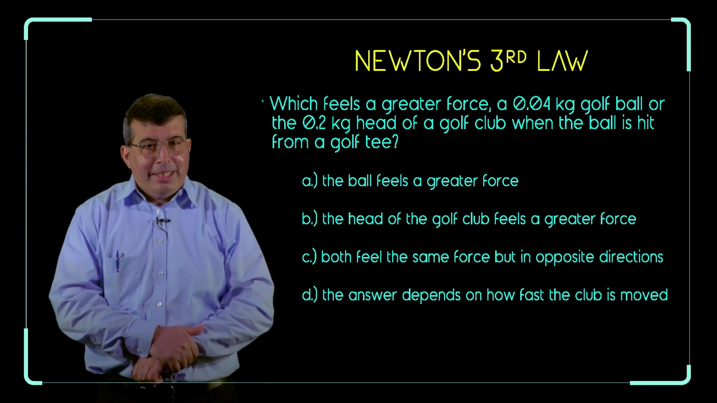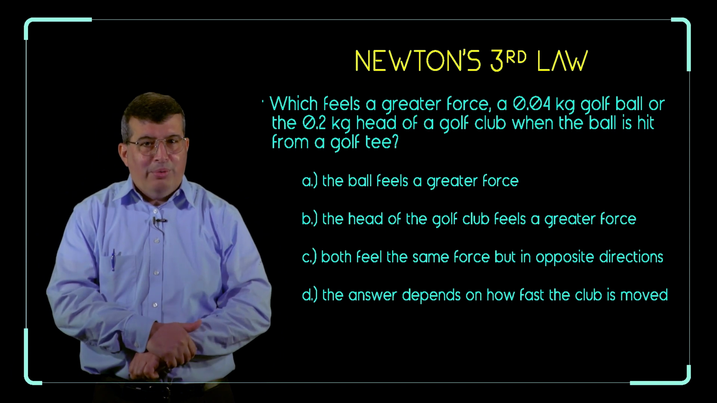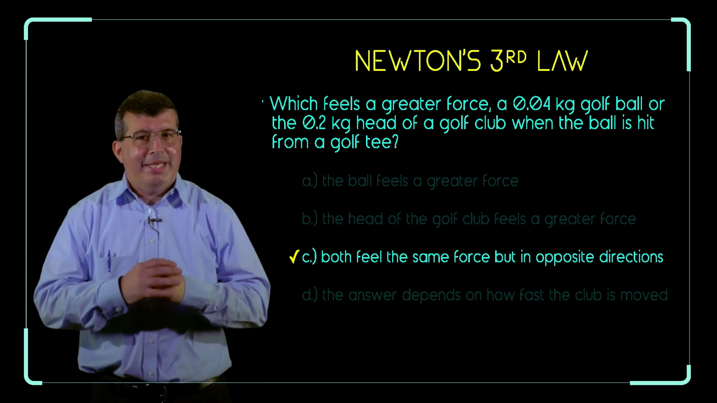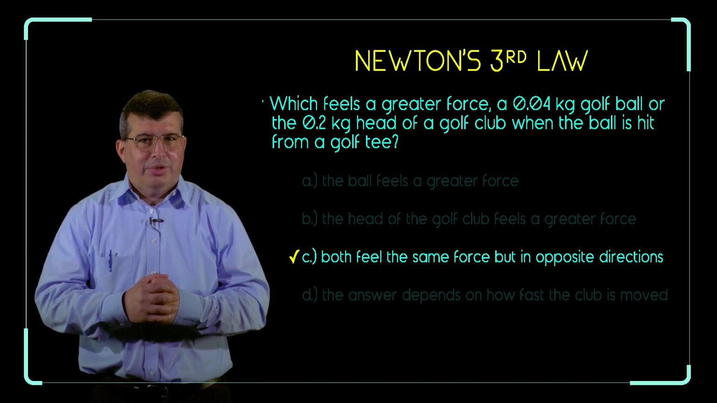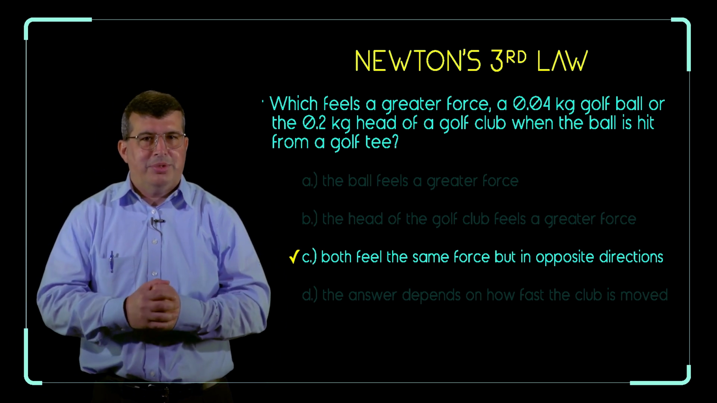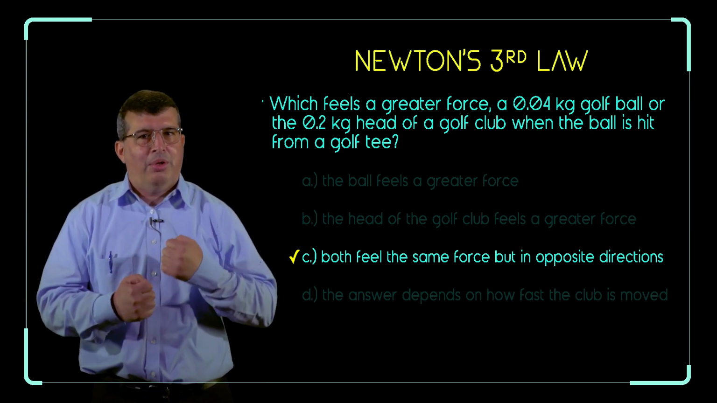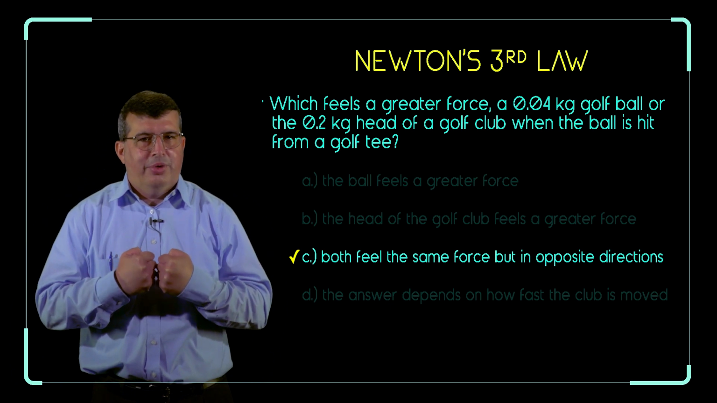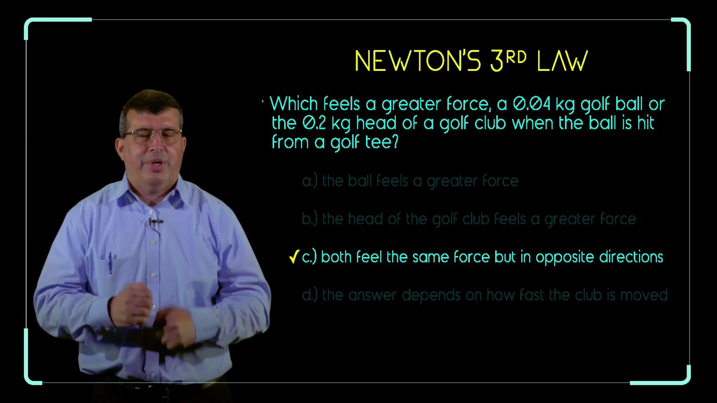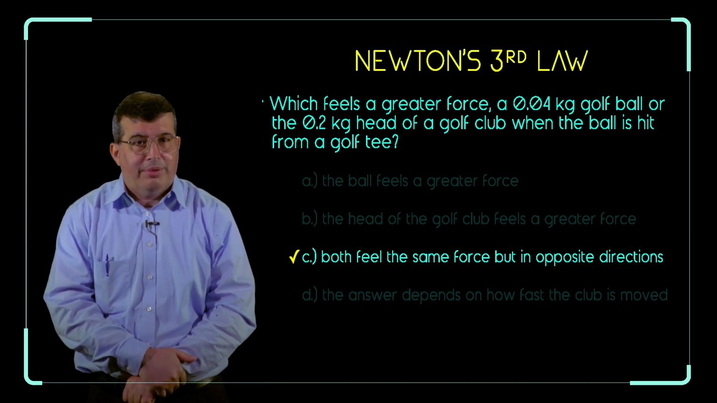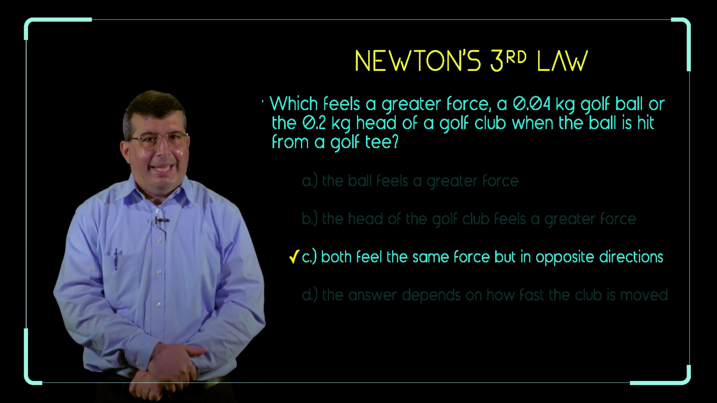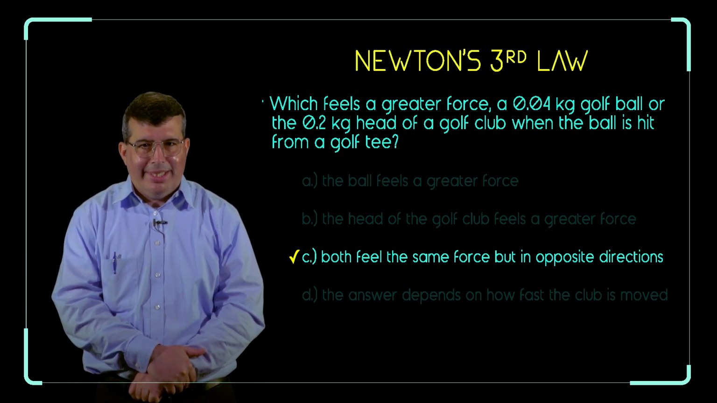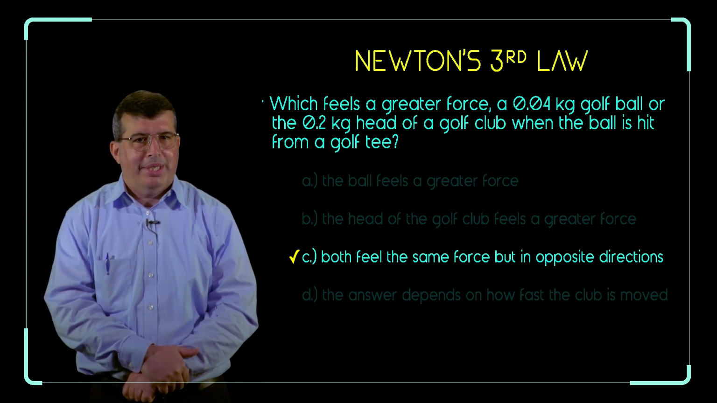Okay, the correct answer is that both feel the same force but in opposite directions. That's answer C. And why is that? That is Newton's third law. Newton's third law says a force is an interaction between two objects. In this case, the two objects are the golf ball and the golf club. They're interacting. They feel equal forces in opposite directions, but equal forces is the important part here. So both the golf ball and the golf club feel equal forces in opposite directions. So that's C, both feel the same force but in opposite directions.